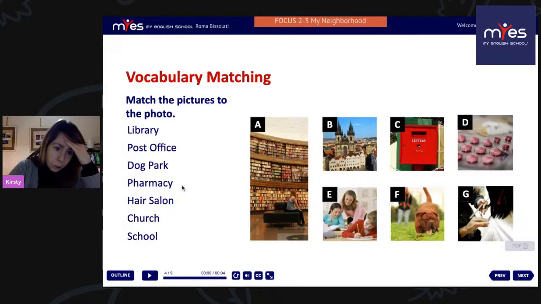I want you guys to match the pictures to the photo. Okay. So we have got 7 photographs on the screen. And I want you to match the photographs and the words. So we've got the words library, post office, dog park, pharmacy, hair salon, church, school. Which words go with which pictures?